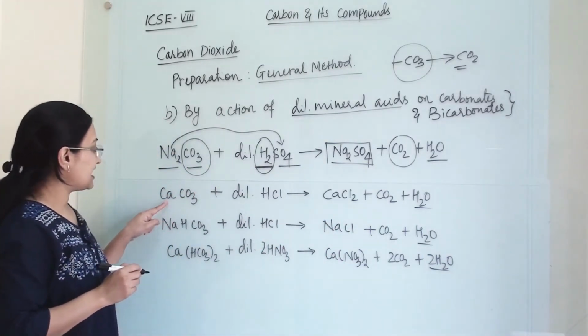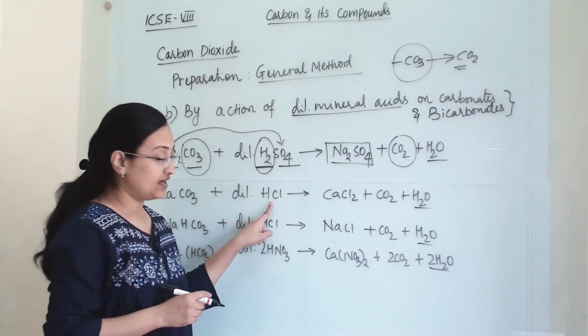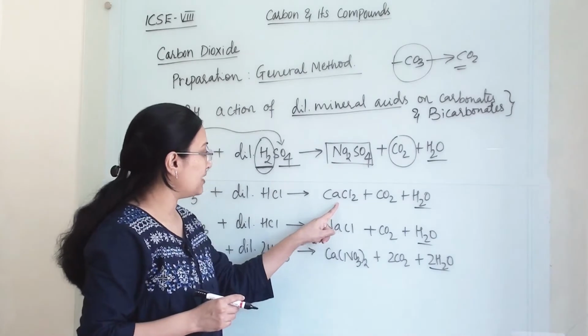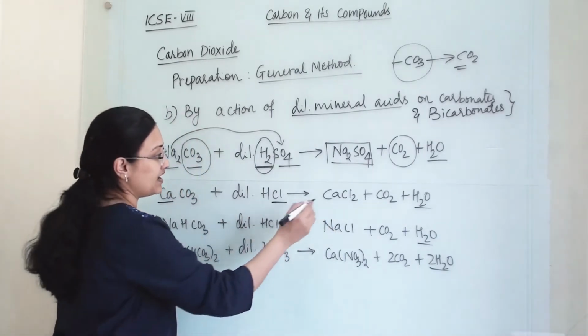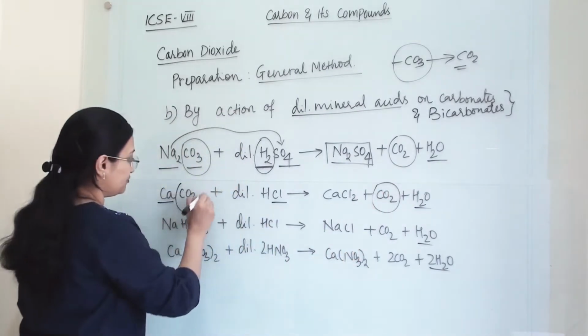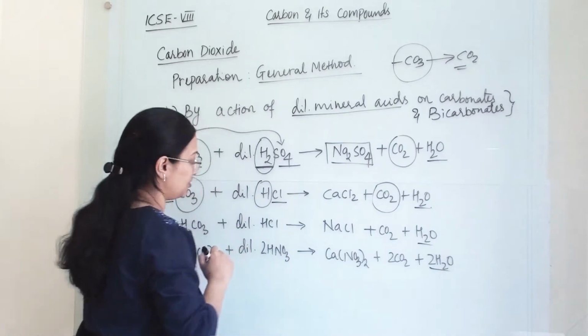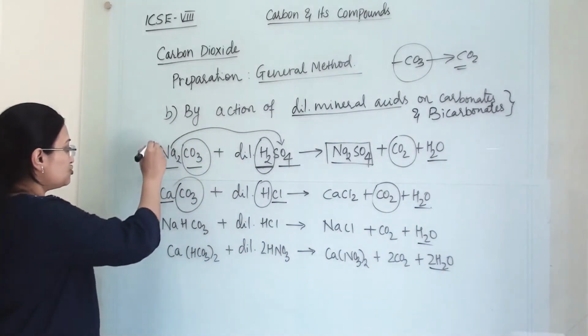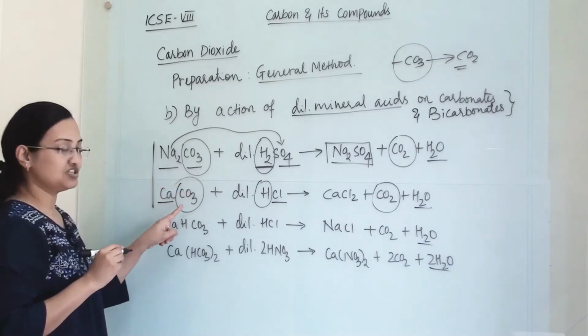Next is calcium carbonate. It is reacting with dilute hydrochloric acid, it will make calcium chloride and carbon dioxide gas from this, and the remaining hydrogen will form a water molecule. Now these two are metal carbonates, that means sodium carbonate and calcium carbonate.